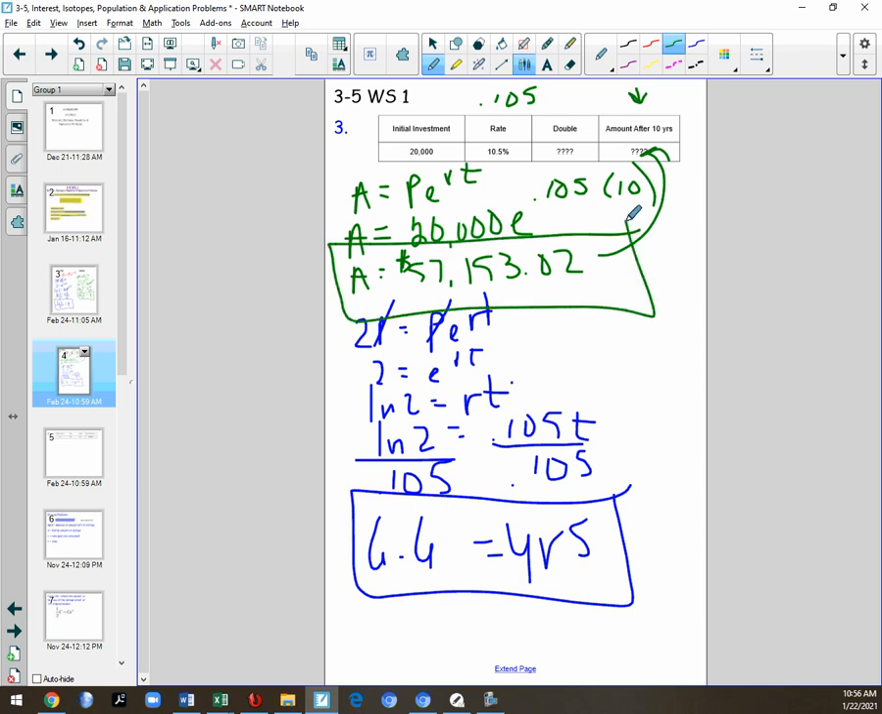So for number 3, after 10 years, I'm going to have $57,000 in my account. And after 6.6 years, I'm going to have over $40,000 in my account. And that's going to take 6 years to double it at least. Okay? So that is pretty much how I want you guys to work on tonight's homework, which is going to be problems 1 through 8. Okay, that's how you're going to do problems 1 through 8.